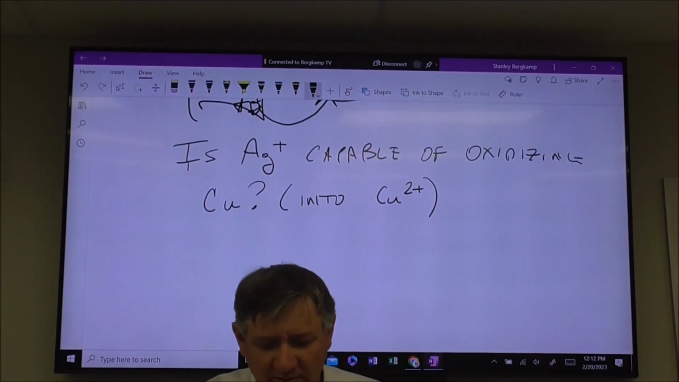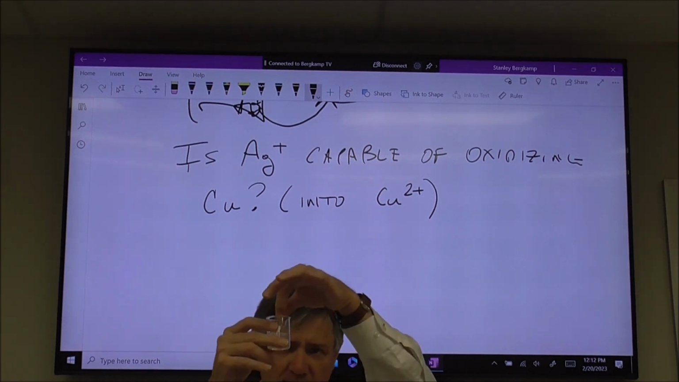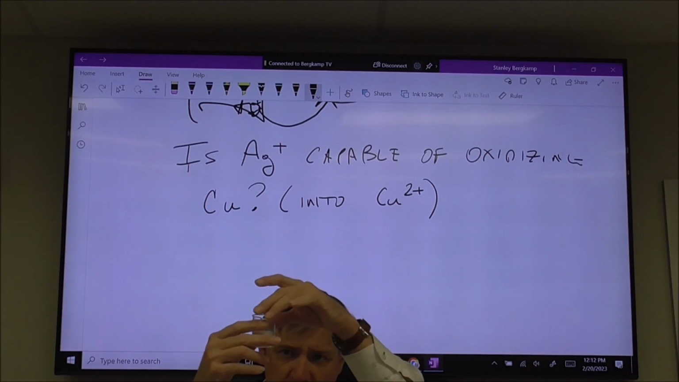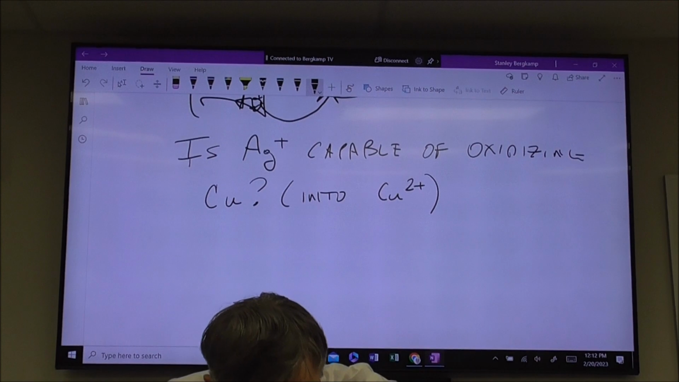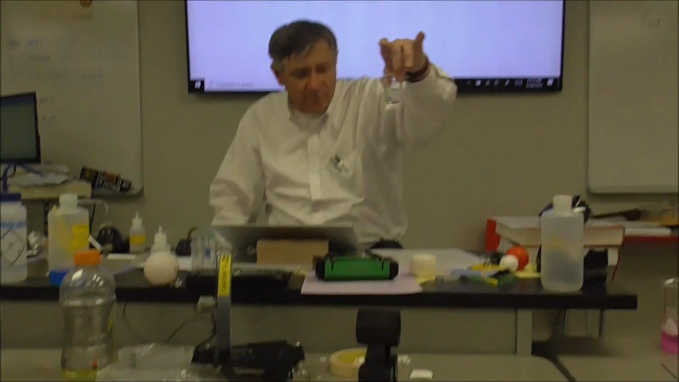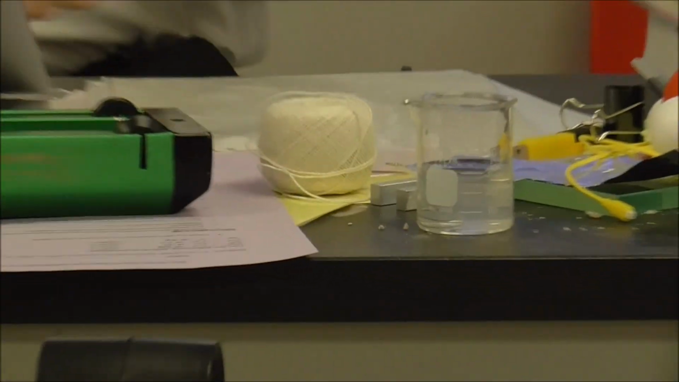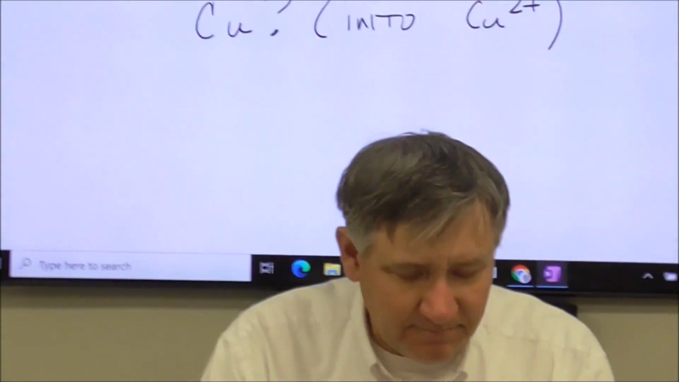Chemistry. I've got a solution of silver nitrate, and I'm going to drop into that a piece of copper. Okay? So what I want to try and figure out is, will a reaction take place? Okay? So let's just start with that.